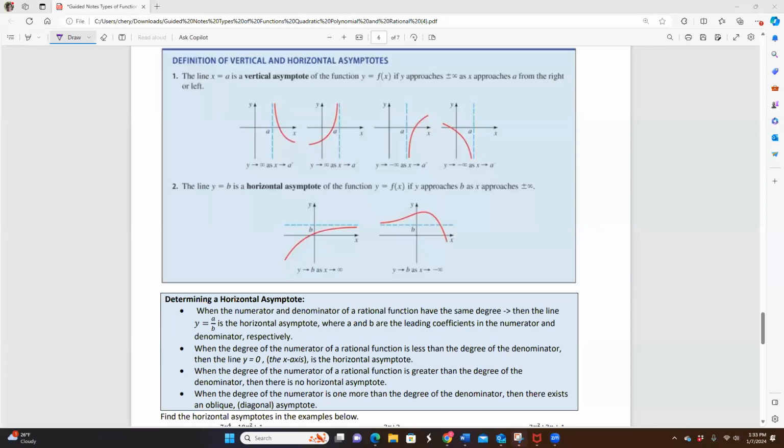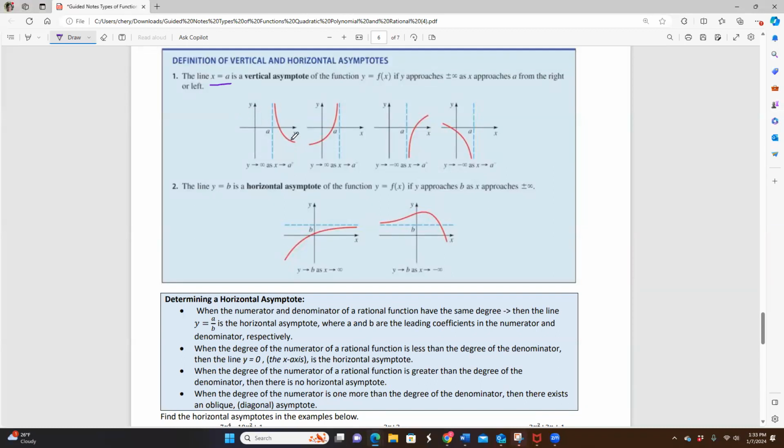In this video, we are going to look at graphing rational functions. In our last video, we looked at when a rational function has a vertical asymptote. And our first blue box here talks about the vertical asymptote. So the line x equals a, you include the x, is a vertical asymptote of a function if y approaches positive or negative infinity as x approaches a from the right or from the left.